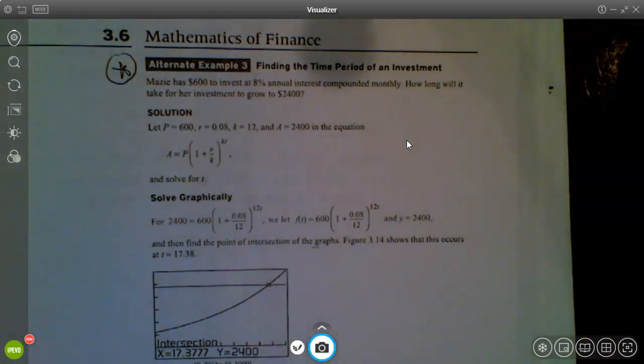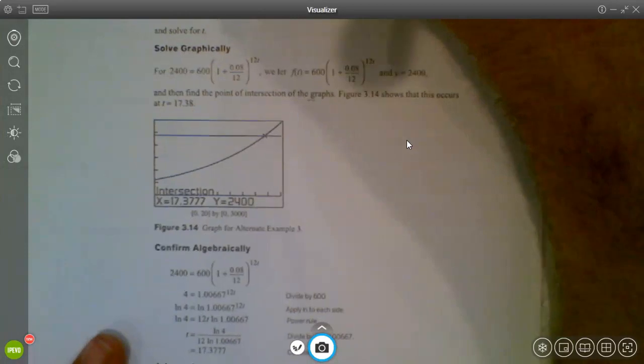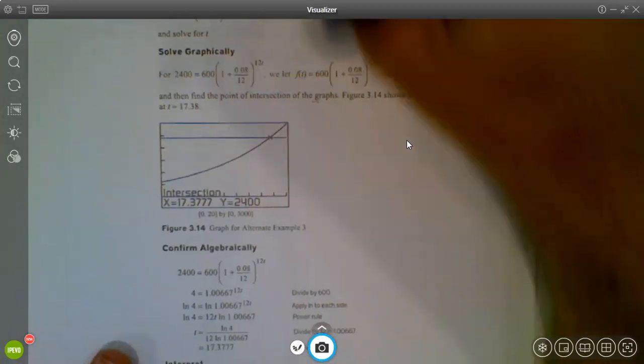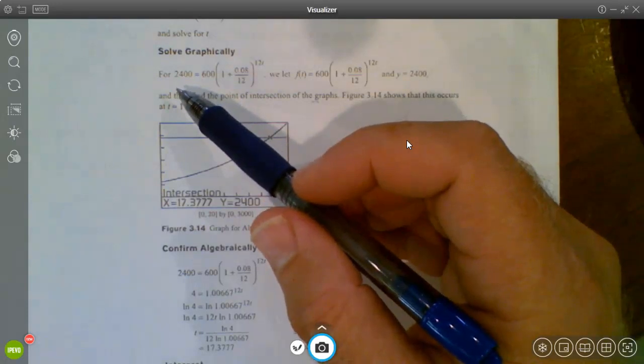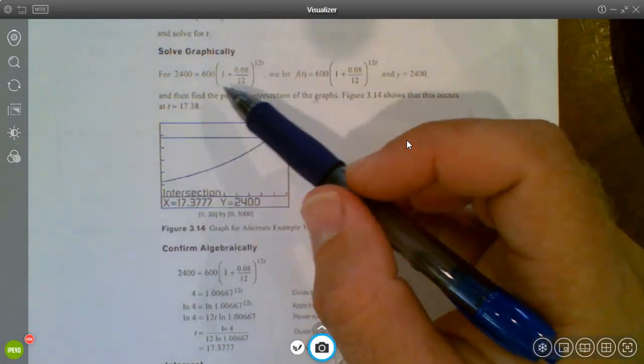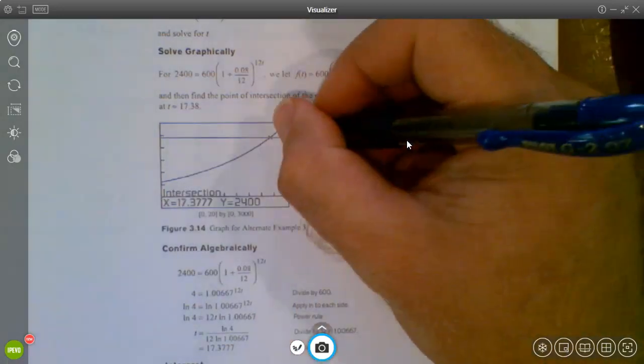You could use logs to solve for time. We've already covered that. But we could also graph this. So here's how we would do it graphically, just like we've done before. I'm going to graph 2 equations. I'm going to graph 2400 as one graph, and I'm going to graph this as a separate graph. That's the growth curve. This one is my 2400.